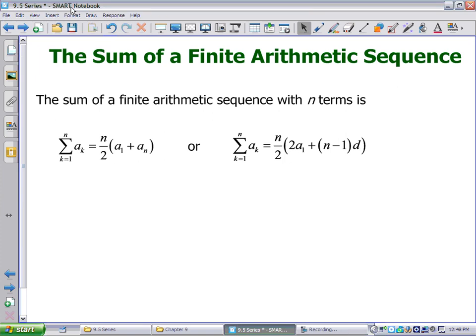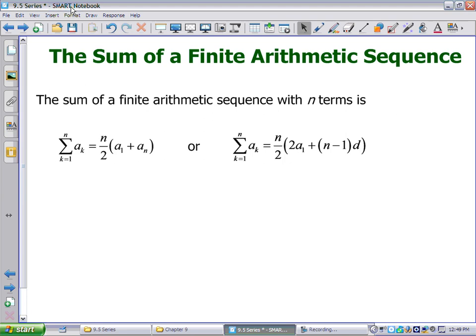Now we're going to look at the sum of a finite arithmetic sequence. Finite because it's going to stop at a certain number. You're going to have that last term. So we're going to look here, the sum of an arithmetic sequence.